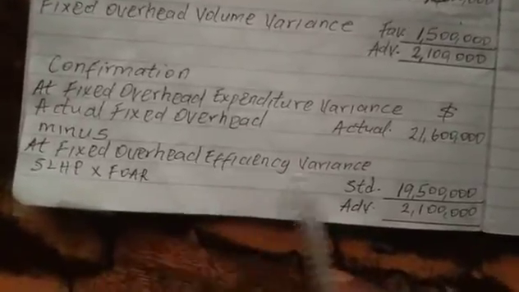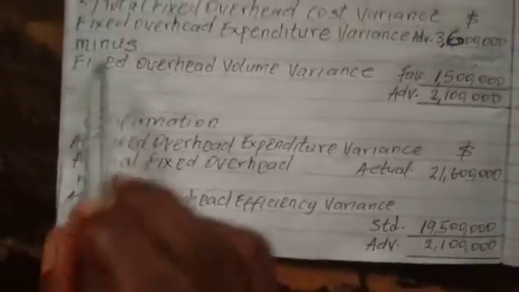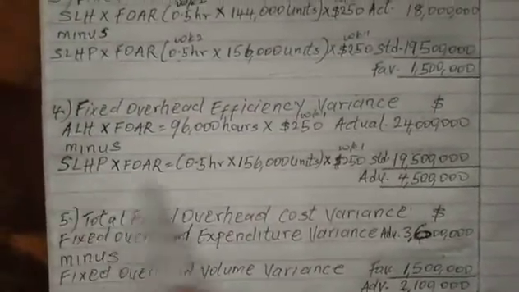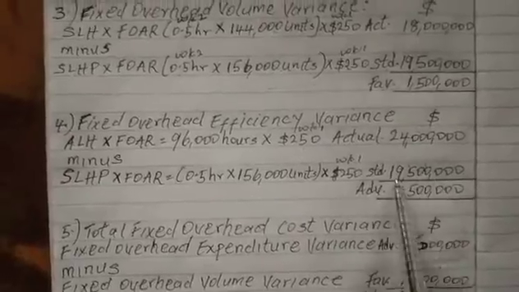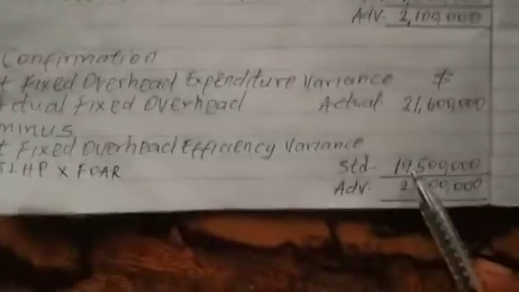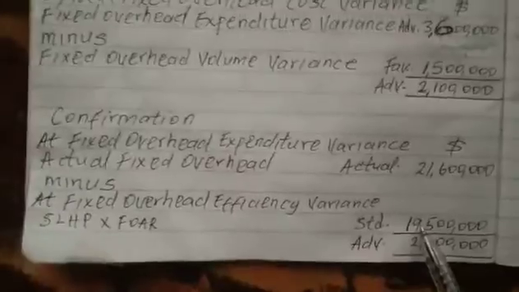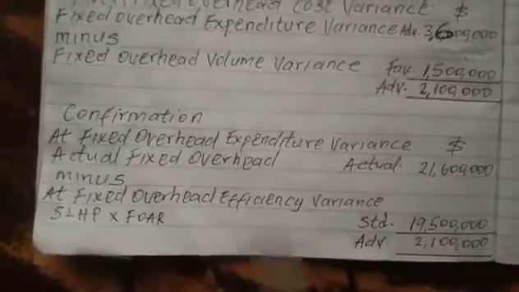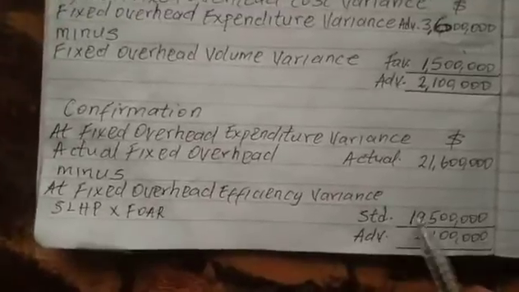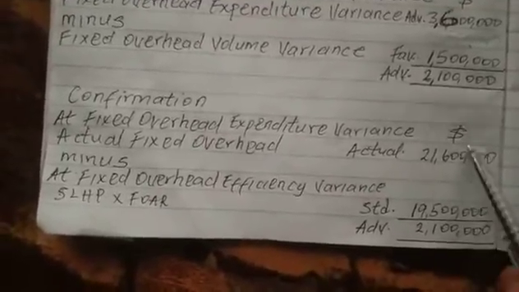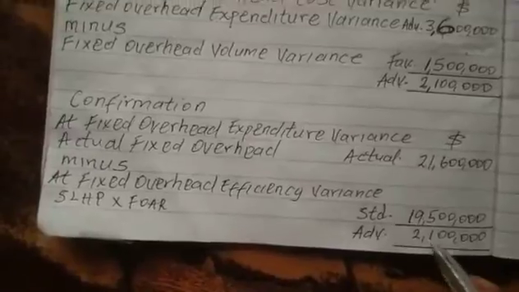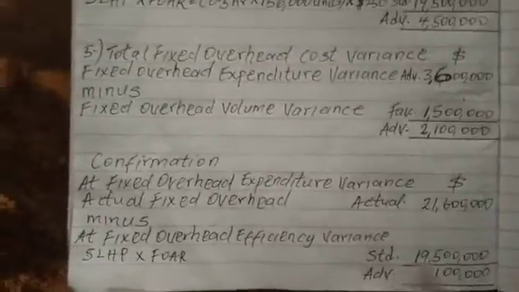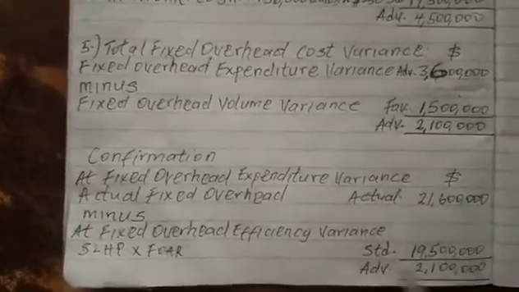21,600,000 minus, you go to the standard aspect of fixed overhead efficiency variance. Look at it here. 19,500,000. Bring it here. That is the standard aspect of the fixed overhead efficiency variance. That is 19,500,000. Adjust them with each other. It gives you 2,100,000. The same thing. Adverse.